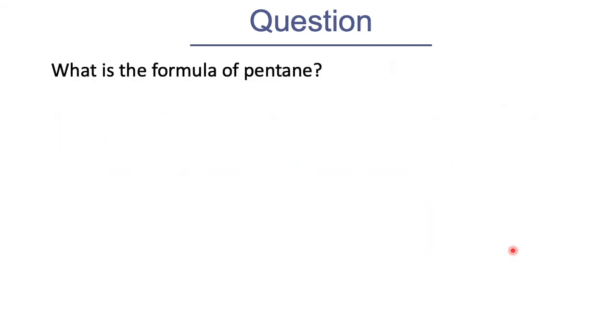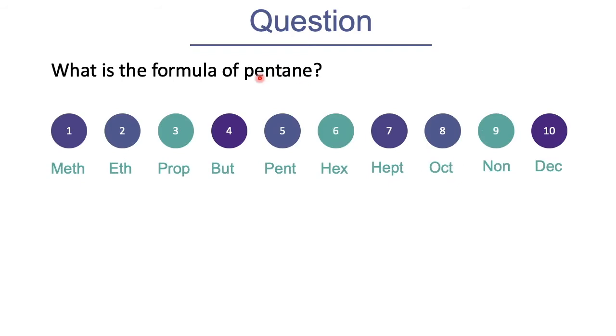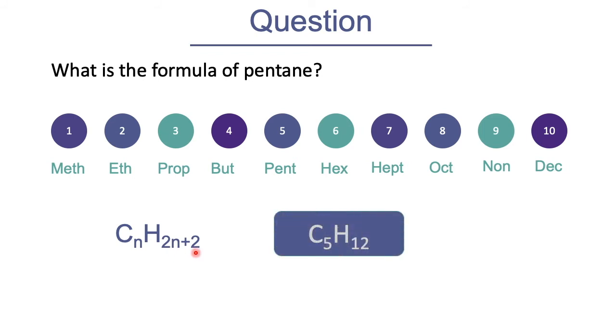Similarly, what is the formula for pentane? If you look at the name here, you have ane, so this is an alkane. And for pent, we already know that the number of carbon atoms is 5. So the general formula for writing alkanes is CnH2n+2. Substituting for 5, we will get C5H, 5 2s are 10 plus 2, that is C5H12.